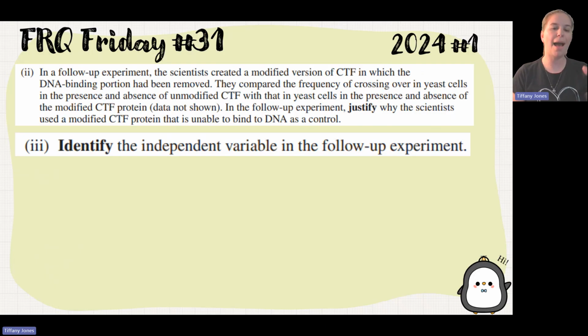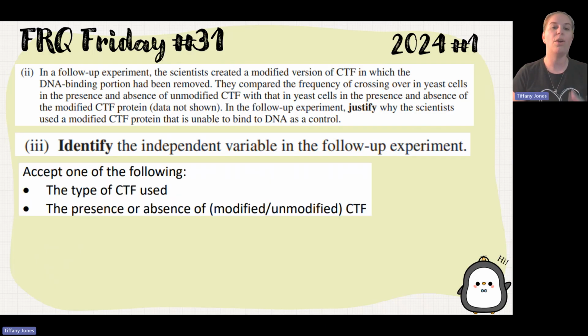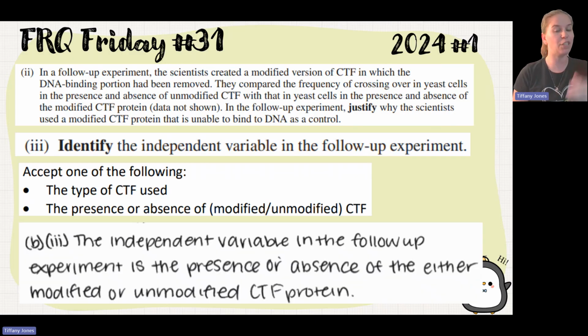So then three I's, identify the independent variable in the follow-up experiment. So looking at the type of CTF because they were using the presence and the absence of unmodified CTF. So looking at which type of CTF was used and which one was present is the variable that they were using there. And so that's what the researcher was changing in the experiment. As a reminder, independent variable is what is being changed, and the dependent variable is what changed because of the researcher changing something.